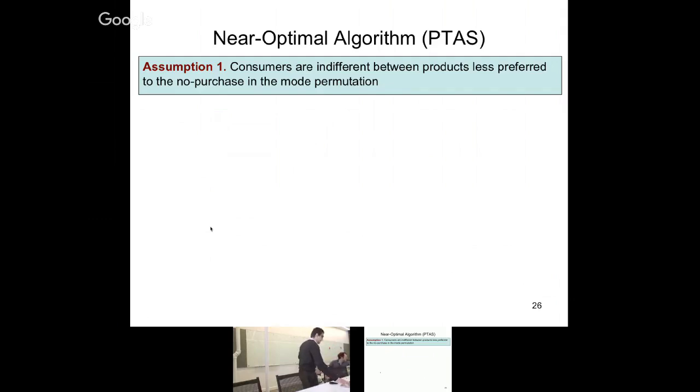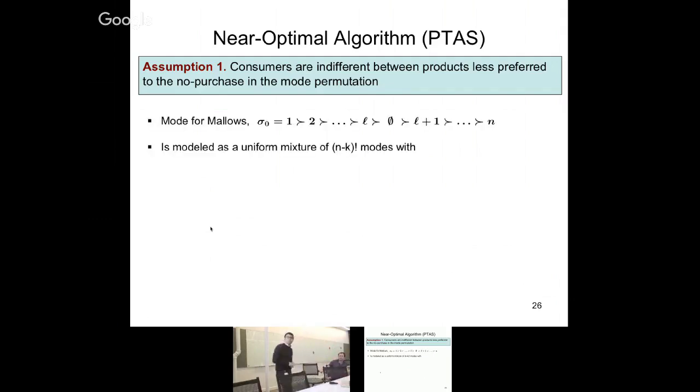What do you mean by indifferent? Yes, so let me define. So let's say our mode for the Mallows distribution is the following: 1 to L, then you have null, and then you have L plus 1 to N.